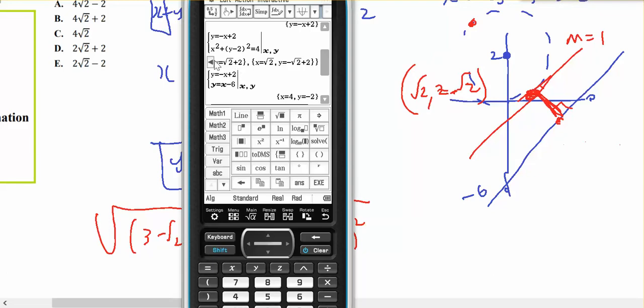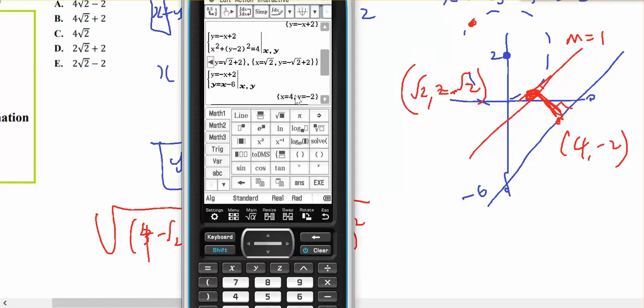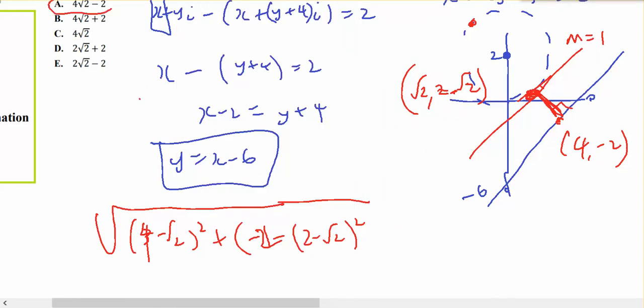Okay, I picked up a typo. Back up here, I had an x sitting in here. So this is actually 4 and minus 2, which means I've got 4 and minus 2, and that gives me, as the distance, 4 root 2 minus 2, which is a.